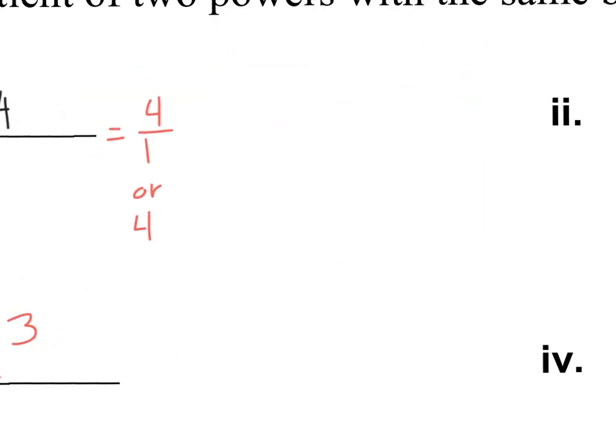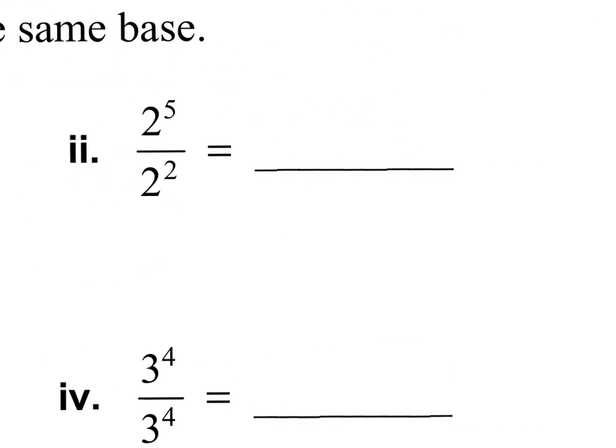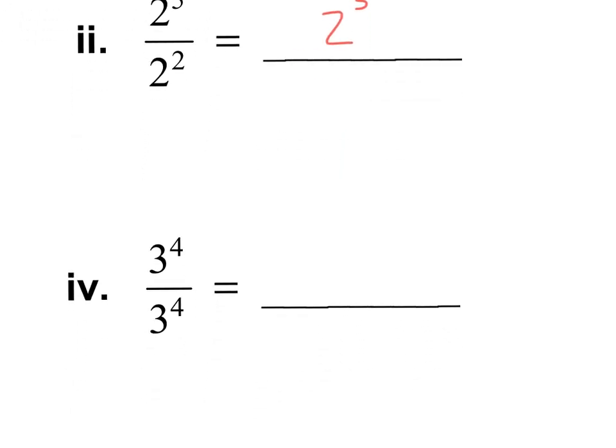All right, let's look at these other two. Try these problems. So number 2, I have 5 2's up on top. I'm going to cancel 2 of them from the bottom, and I'm going to be left with 3 2's up on top. And then lastly, number 4, I have 4 3's on top and 4 3's on bottom. Those are both going to cancel completely. If I ever cancel everything, remember anything divided by itself is always just 1.